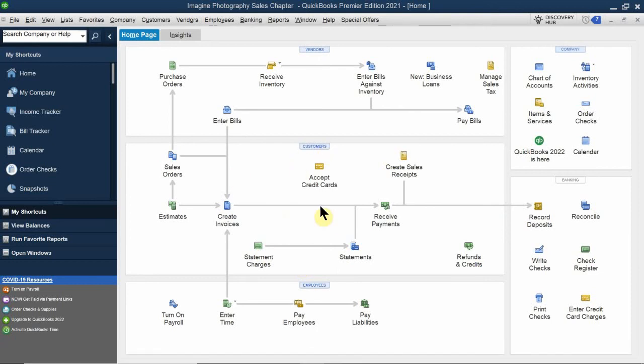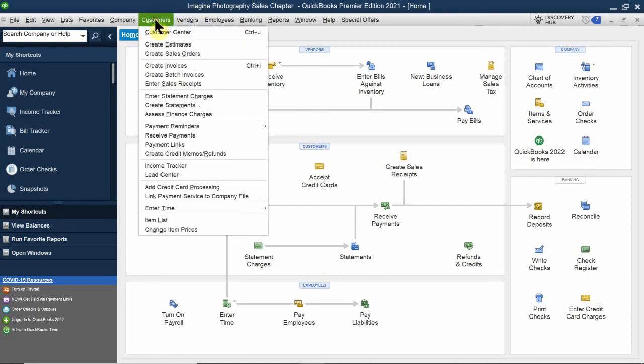Okay, so let's go ahead and view what the customer center does. There are 3 ways to get to the customer center. The first one's right here on the homepage, just like the vendor center up here. Instead of the vendor center, on the homepage you have that little blue word and it's a tab. You roll your mouse on it, and it says, go to the customer center. That's number 1. Number 2 is right here at the top of the window under the customers menu. You can go to the customer center this way as well.